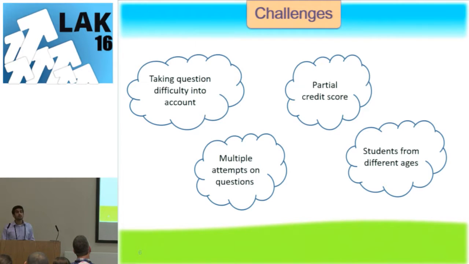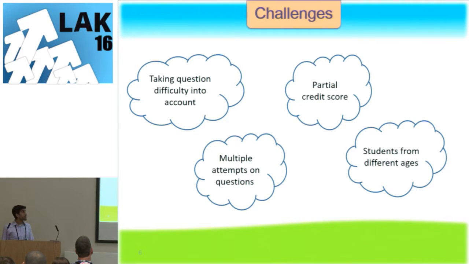We also saw that in many e-learning systems, there is a partial credit score method to score the student's grade. So we wanted to take that into account. One of the assumptions of BKT is that the student can get a correct or incorrect response. And lastly, we saw that students of different ages solve the same questions. So we wanted to capture that knowledge too.